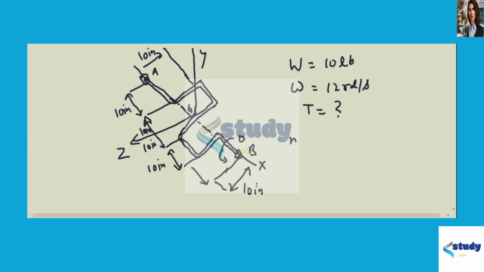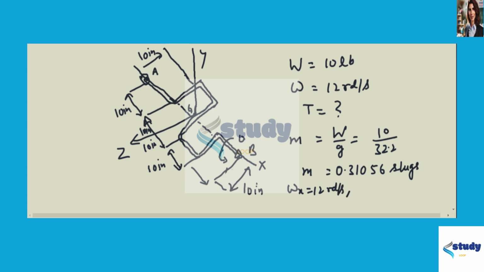So we can find the mass of the rod, which will be weight upon g, that is 10 upon 32.2. So the mass of the rod is 0.31056 slug. Angular velocity is given as 12 radians per second along the x-axis, and in the y direction it is 0, and in the z direction it is also 0.